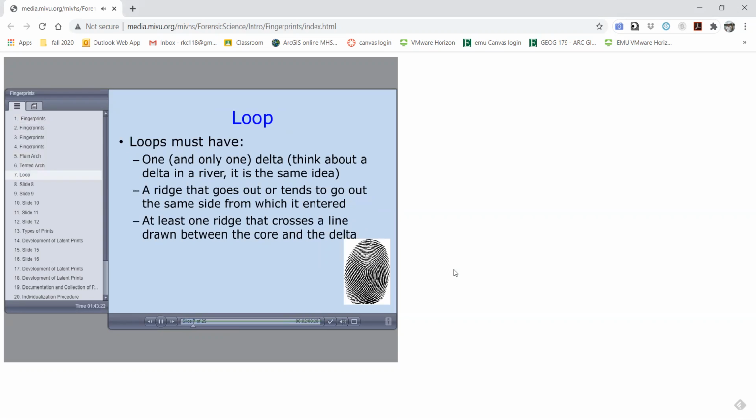Loops must have one and only one delta. Now for a delta, think about a delta in a river, and it's the same idea. A ridge that goes out or tends to go out the same side from which it entered. In other words, it loops around. And at least one ridge that crosses a line drawn between the core and the delta. So again, that's really specific to be able to tell what type of fingerprint it is.